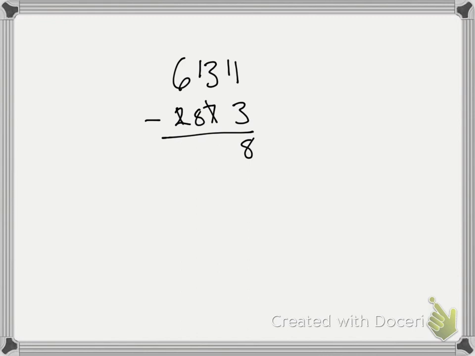So the 2 becomes a 3. So instead of having 200, now I have 300. But now, because I've given the same amount to both numbers, I've kept the difference the same. I've kept the constant difference. But I can take 8 from 13, which is 5, and I can move on to the next column. So now 3 from 6, which I can do, is 3.